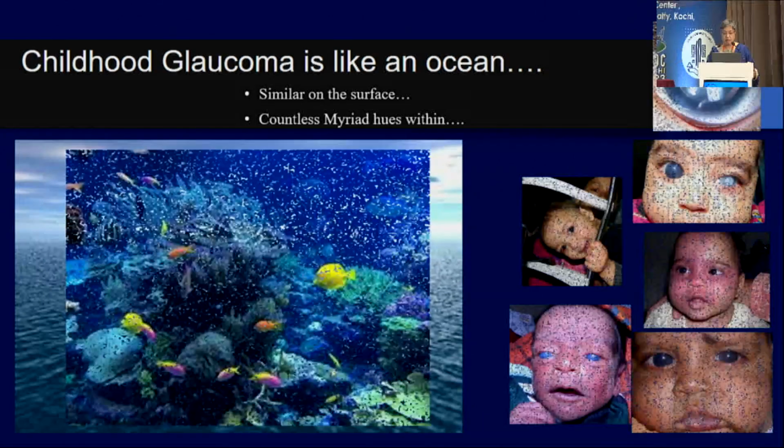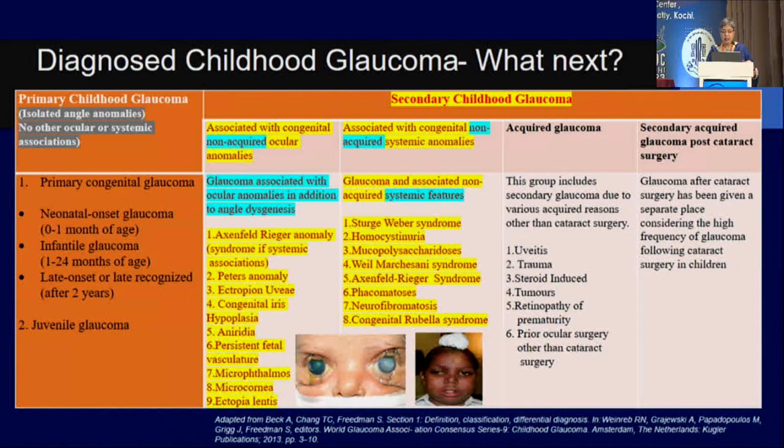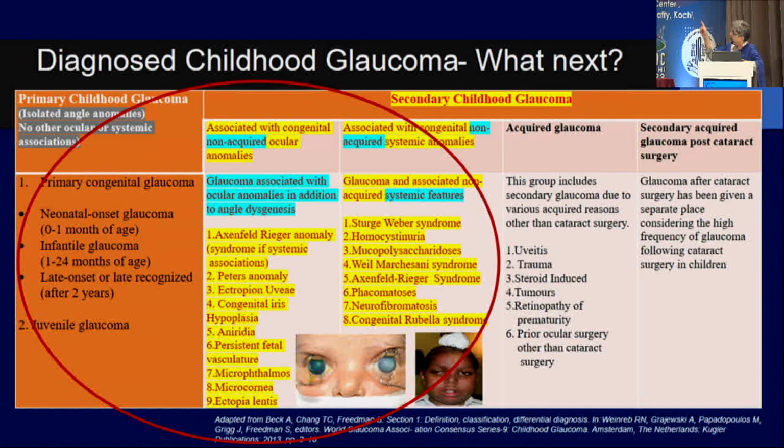So, childhood glaucoma is really like an ocean. Once you've diagnosed childhood glaucoma, what next? This is the conglomerate that we'll be in. This is the CGRN classification. So, the primary glaucomas and the secondary glaucomas associated with non-ocular conditions or ocular conditions. So, non-acquired ocular, non-acquired systemic. So, this is the whole basket of clinical entities which are a result of these anterior segment dysgenesis.